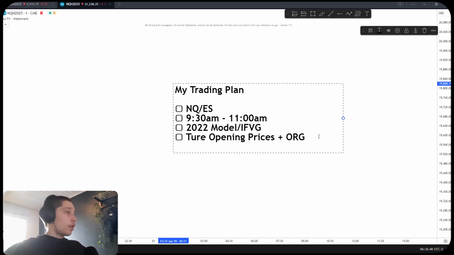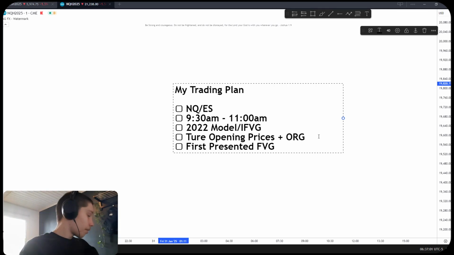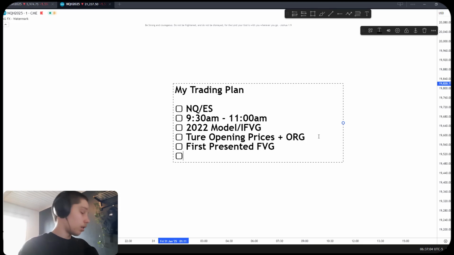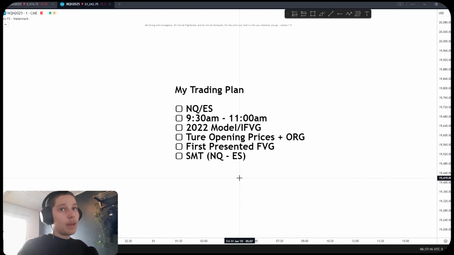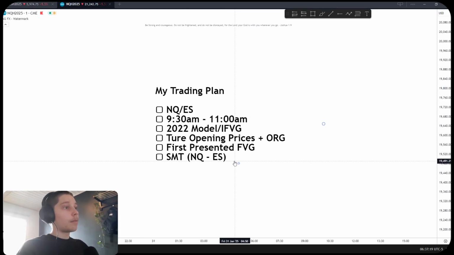But yeah, then at the 9:30 open, I like to mark out my first presented fair value gap. First presented fair value gap, then SMT between NQ and ES. I don't really look at DXY. It doesn't really bother me. Maybe it has some benefits if you look at that, but SMT between NQ and ES is just fine. And this is basically the whole trading plan.